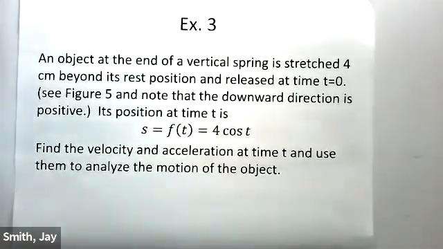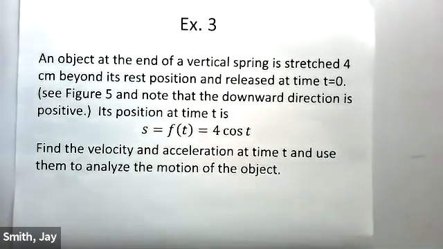Example 3 reads, an object at the end of a vertical spring is stretched 4 centimeters beyond its rest position and is released at time t equals 0. It says see figure 5 and note that the downward direction is positive. Its position at time t is given by the function s, the position function, which is a function of time, f of t, is equal to 4 cosine t. We're asked to find the velocity and acceleration at time t and then use them to analyze the motion of the object.